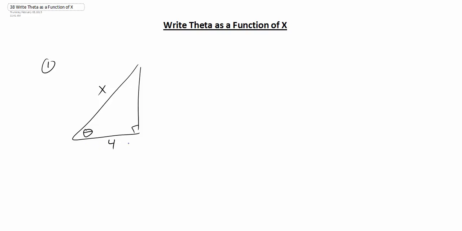If we have what side? We have our angle, theta, and then this side here would be our adjacent side, and we have the hypotenuse. So if we want to write theta as a function of x, then what trig function is adjacent over hypotenuse? And that would be the cosine. So the cosine of our angle theta would be equal to the adjacent side, which is 4, over the hypotenuse, which is x. Now, this says the cosine of theta is equal to 4 over x.